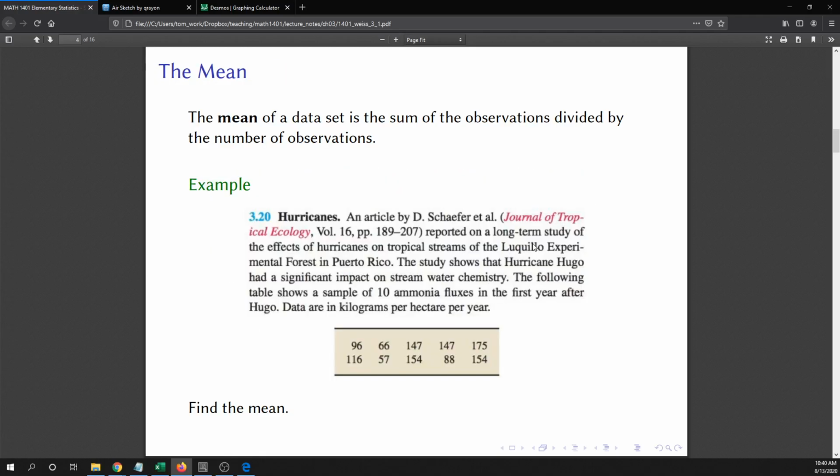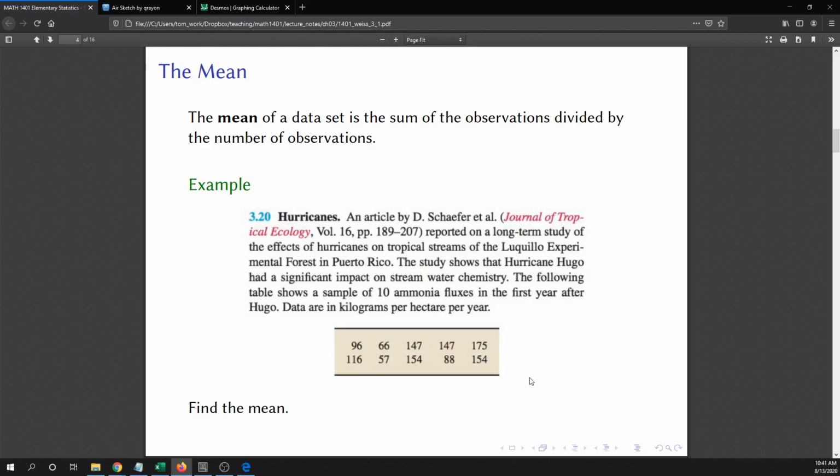So the first one we'll talk about is the mean, and the mean of a data set is just the sum of the observations divided by the number of observations. All right, so what you would do to find the mean of a data set is just to add all of the observations up and then divide by the number of observations that you have.